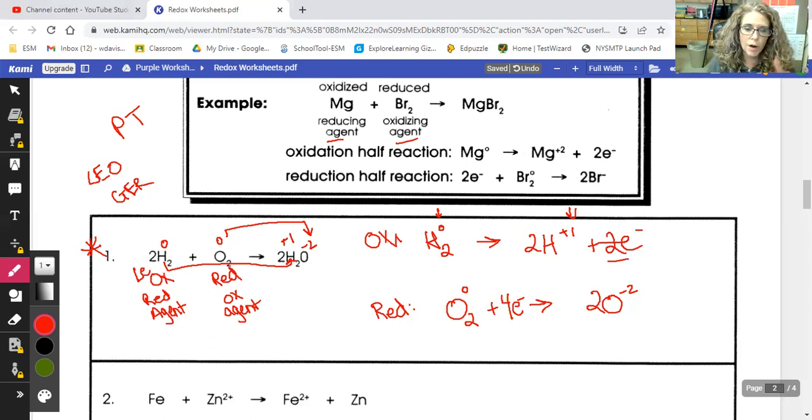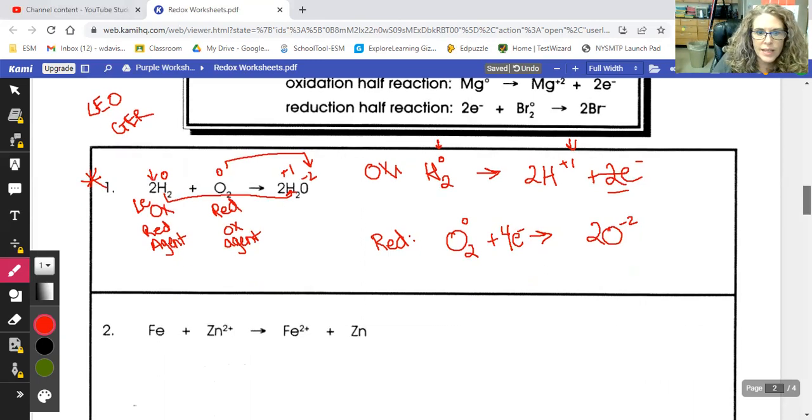-4 on this side. Remember, the charges don't cancel on either side of the arrow. They have to equal the same total number on either side of the arrow. Sometimes it'll be a 0, sometimes it'll be a different number. All right, so now these are our 2 half reactions. So electrons lost have to equal electrons gained, and now that's where the coefficient over here comes from. And we'll talk about that in another video.